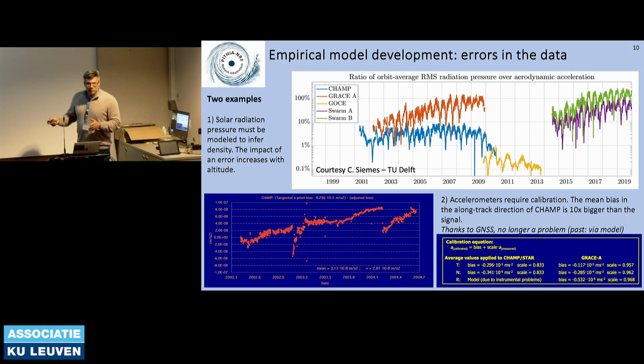Just to give you an idea what happens if you do not do this, so these are the biases that you have to apply. You see that it's absolutely not constant. This value here is actually 10 times bigger than the non-gravitational acceleration. So if you do not have correct biases, your error is even larger than your signal.